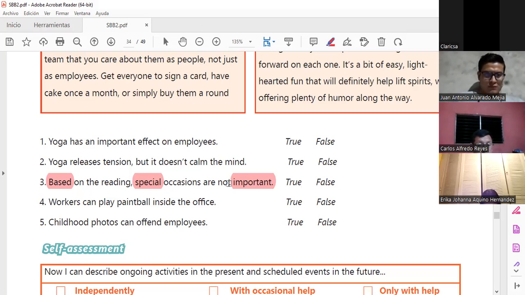Based on the reading, special occasions are not important. Important. Based on the reading, special occasions are not important. Teacher, you say it however you want. I'm going to say it how I want. Important. Based on the reading, special occasions are not important. Very good. Excellent. Good job.